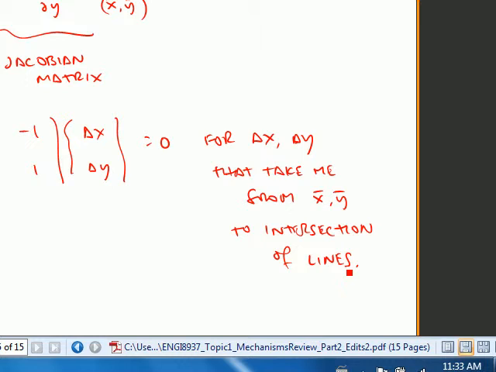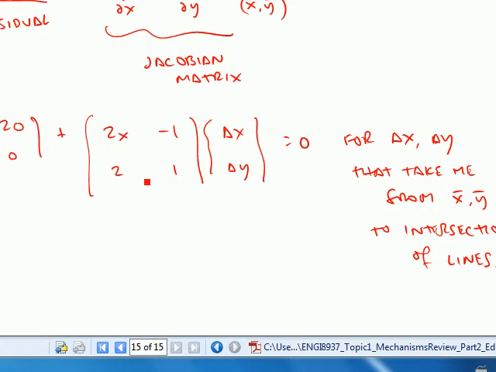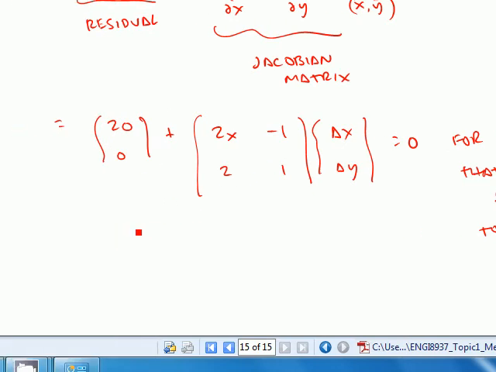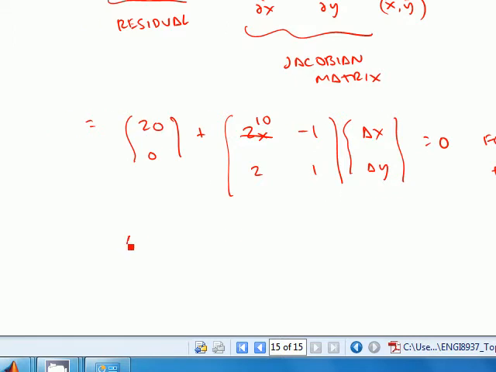Now the reason we want to approximate the functions as lines is because we can very easily solve for this delta x and delta y. This is a linear set of equations, and if I sub in the numbers here, I'm going to get 10, minus 1, 2, and 1. If I have a linear equation solving method, then I can find delta x and delta y.